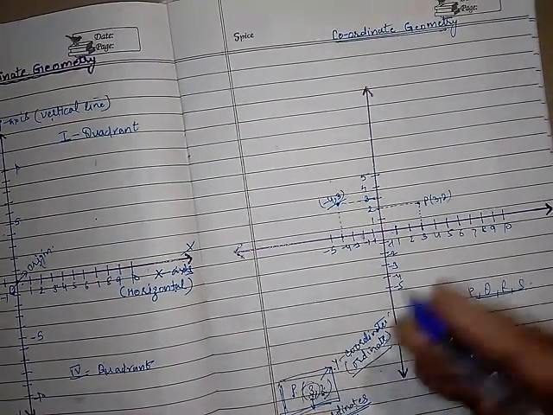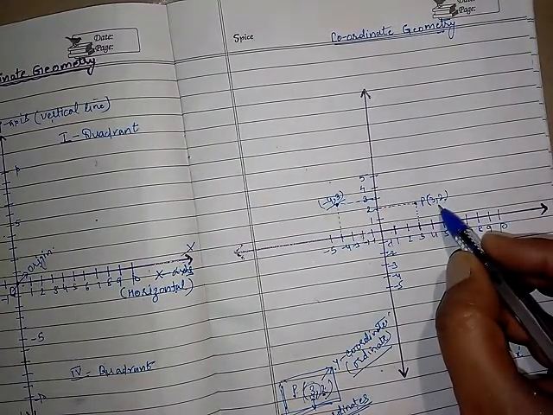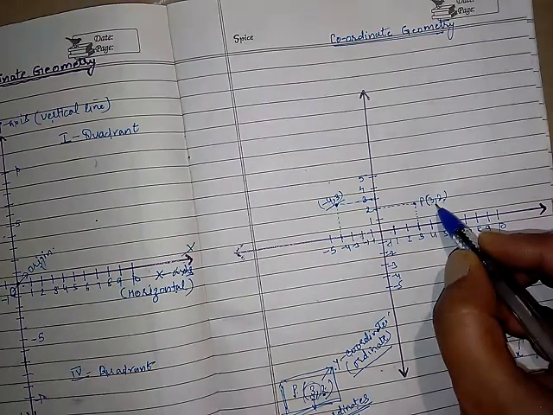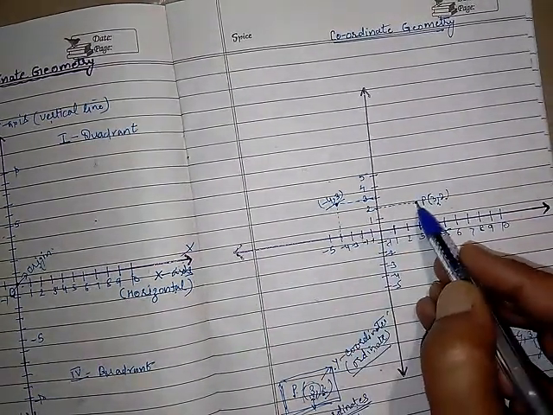Now see, this point is given to you: 3 comma 2. They may ask you what the distance of this point from the y axis is. Now see, this is the point, and what is the direct distance?